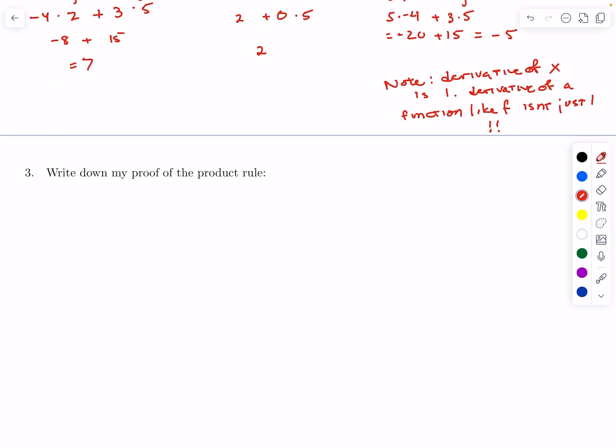Okay, proof of the product rule. I've got two versions on here. One is using the limit definition of the derivative. Told you, every time we get to something new, we have to go back to this limit definition. My function isn't just f, it's f times g. It's a product.